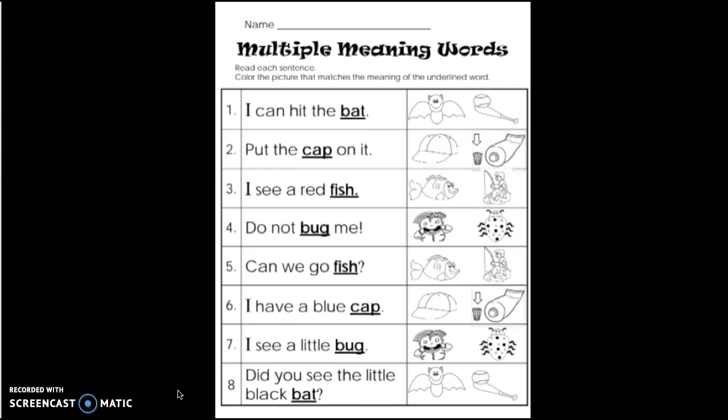Did you see the little black bat? Bat. What type of bat are they talking about? Color the picture. When you're done, take a picture on Seesaw or Class Dojo and send it to your teacher.